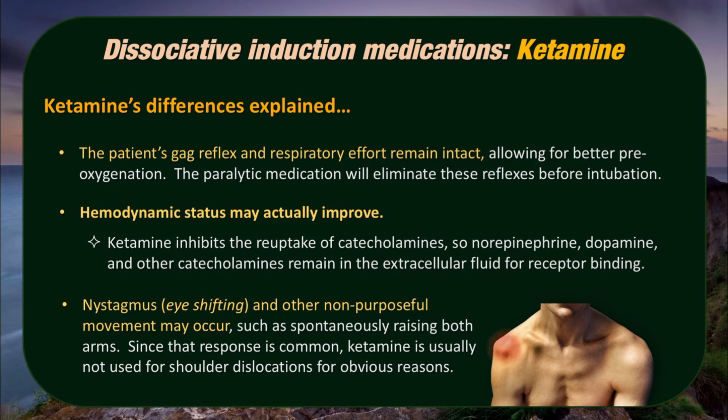Hemodynamic status may actually improve. Ketamine inhibits the uptake of the catecholamines, so norepinephrine, dopamine, and other catecholamines remain available for receptor binding. So they're going to actually drive a little bit of pressure. It may cause a little increase in heart rate. One of the other things it may do is a little bit of eye shifting and other non-purposeful movements. Sometimes their arms may float up in the air simultaneously. And so that's why a lot of times this drug is not used for shoulder dislocations, for obvious reasons.